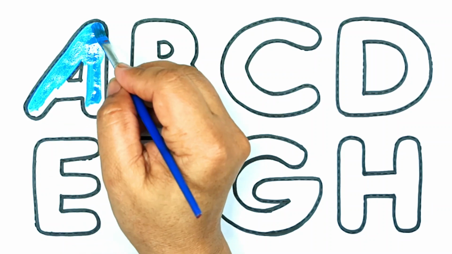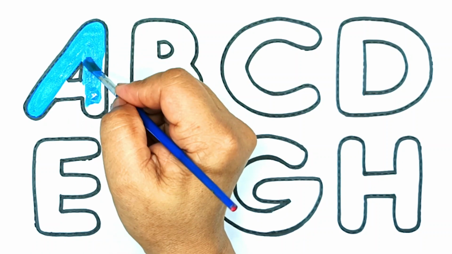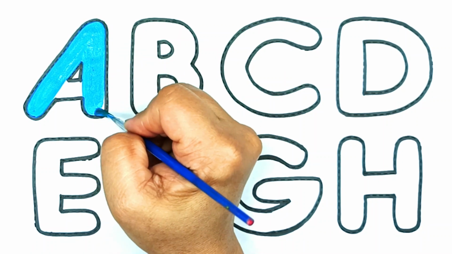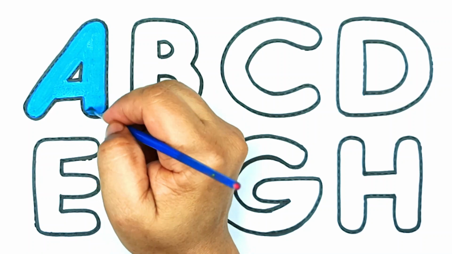A is for apple. A is for ant. A is for antlers on top of a deer.